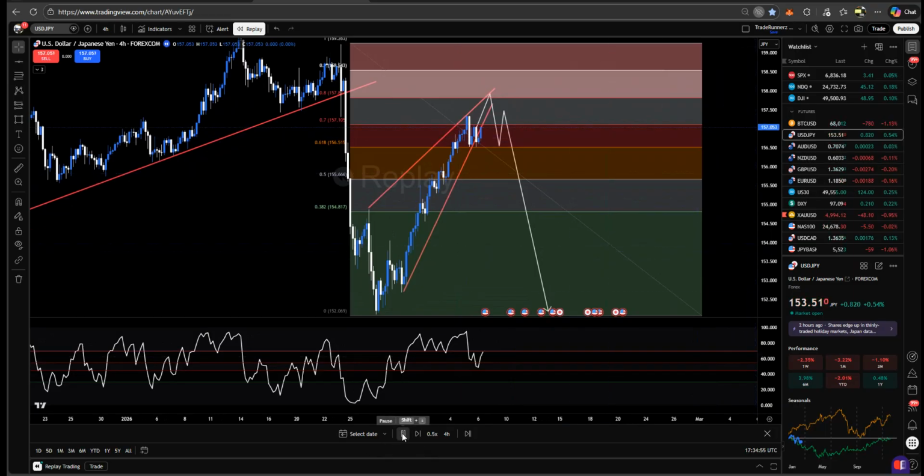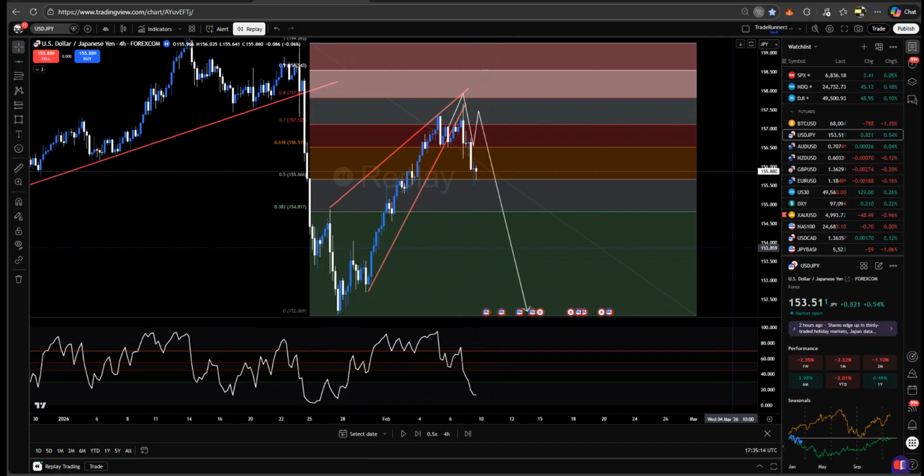if you pay attention to the RSI, right, what we're going to be looking for is price to make a high, like here. It just made this high, if you pay attention to it. Okay, here we go.